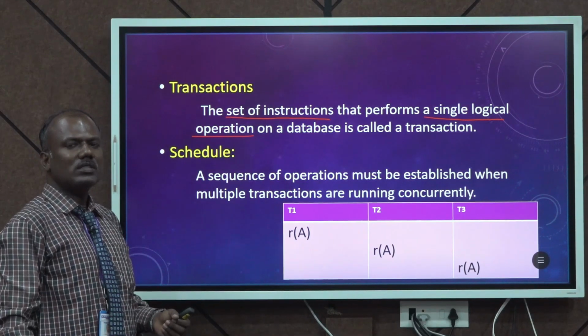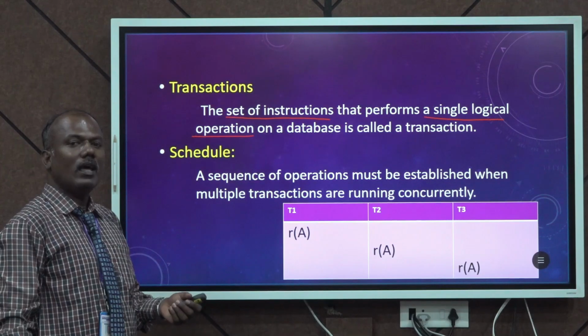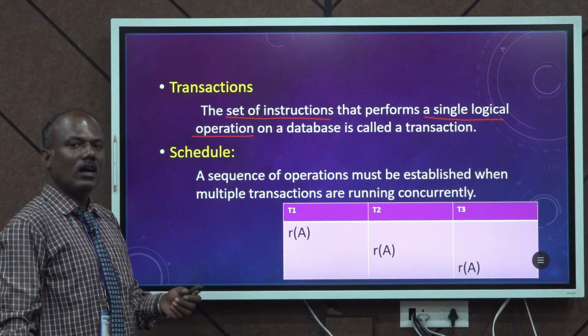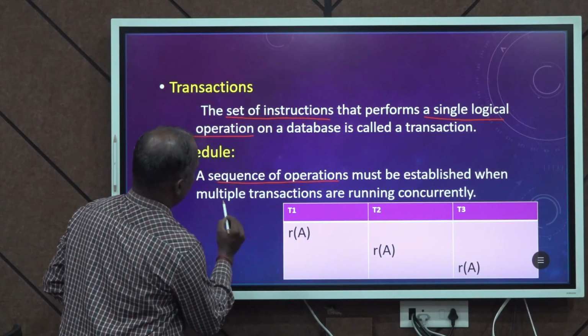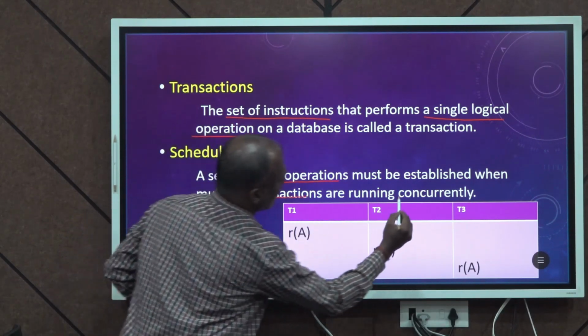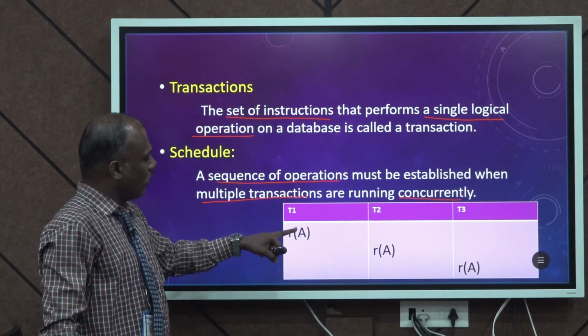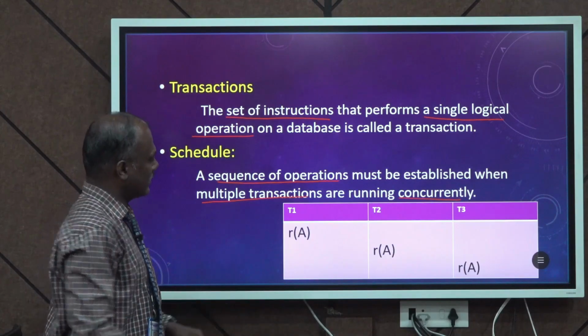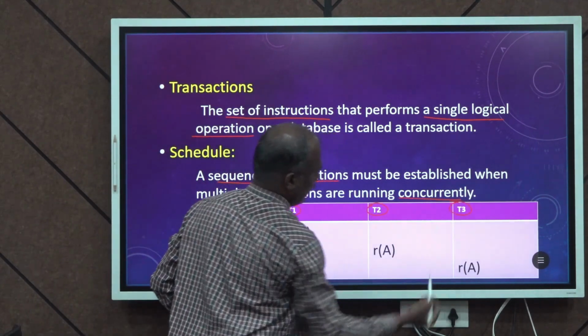Schedule means a sequence of operations executed in a concurrent manner for multiple transactions. That is called a schedule. So here we have mentioned three transactions. Those transactions are T1, T2 and T3.